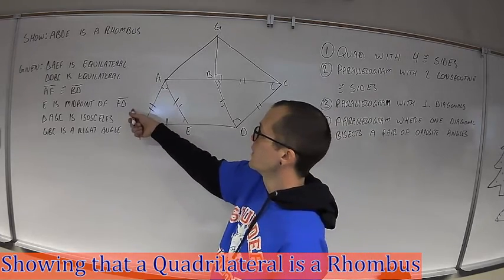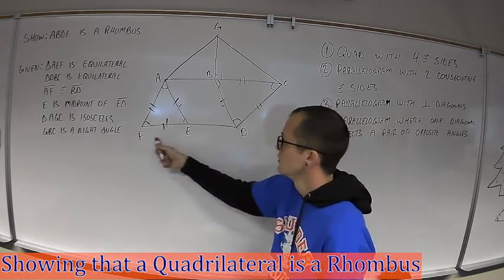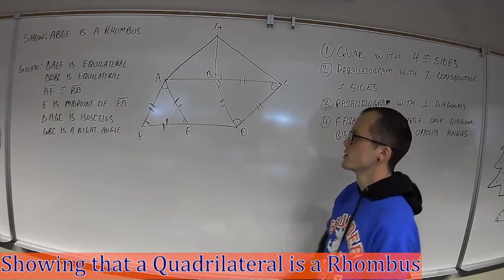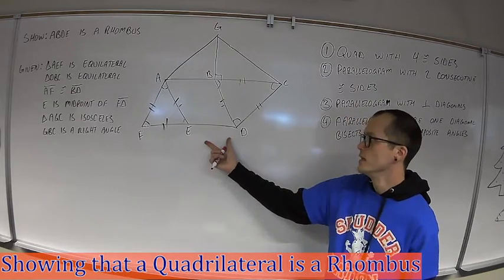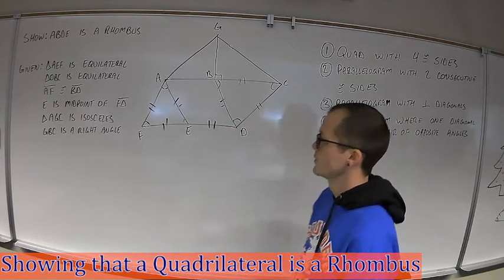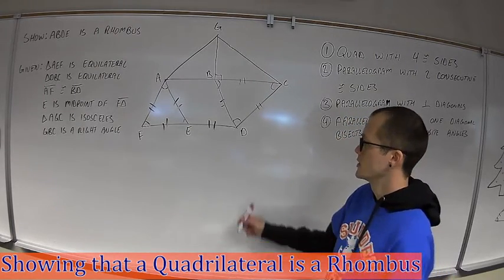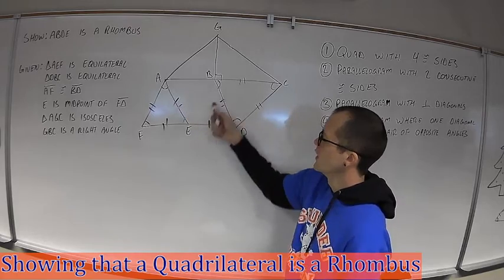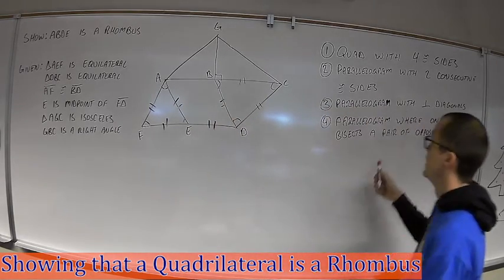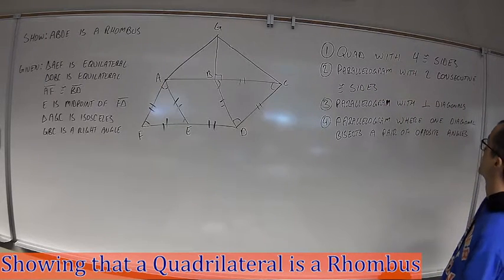E is the midpoint of FD. Well, FD is here, and E is the midpoint. That's interesting. So that means that FE and ED must have the same exact segment length. Okay. Let's take a peek at what's taking shape here. So far, in our potential rhombus, we have 3 sides that are congruent. That's awesome. It seems like we're on our way to having a quadrilateral with 4 congruent sides.